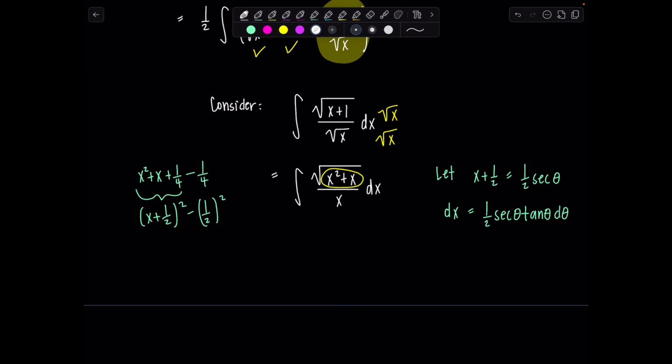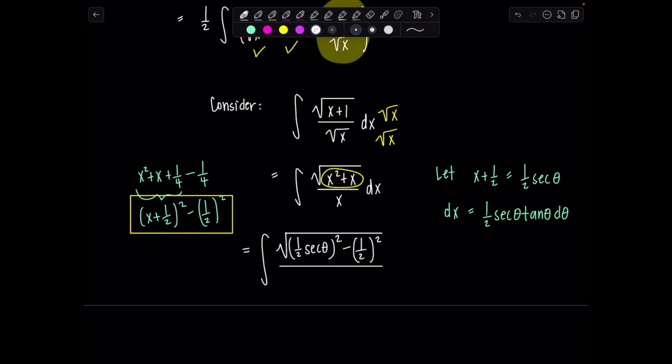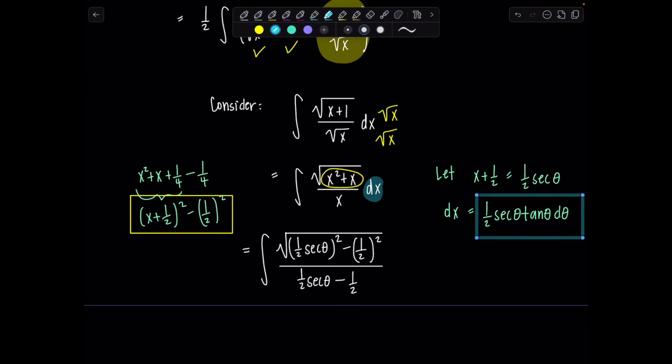Now let's change our integral so everything's rewritten in terms of theta. Underneath the radical, we have x plus 1/2 squared minus 1/2 squared. And what is that all going to be replaced with? That's going to be 1/2 secant theta squared minus 1/2 squared. Over, now notice in the denominator I have plain old x, so plain old x would be 1/2 secant theta minus 1/2. And don't forget dx has to get replaced with 1/2 secant theta tan theta d theta.